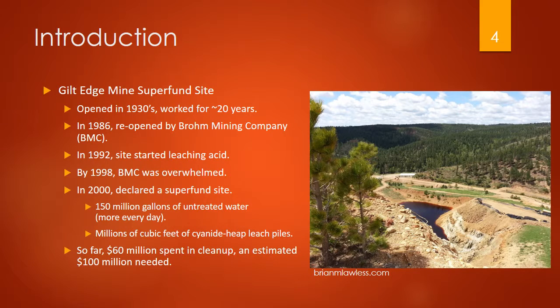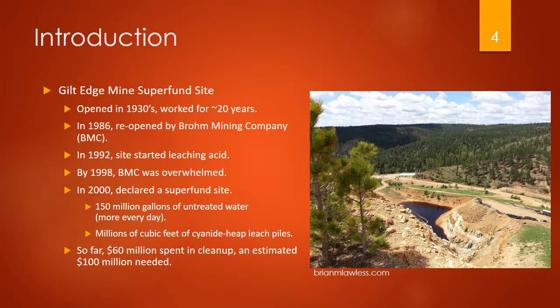I'd like to give you a quick overview of one example in particular. This is the Gilt Edge Mine Superfund site, located just outside of Leeds, South Dakota. This site originally opened in the 1930s and worked for about 20 years when it was shut down due to gold prices. In the mid-1980s, it was reopened by a Canadian company known as Brome Mining Company, and at the time, they were only asked to put up an $8 million deposit because there was not any suspicion that acid mine drainage was an issue at the site.